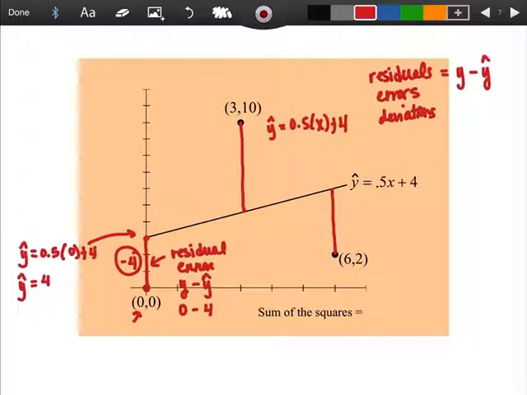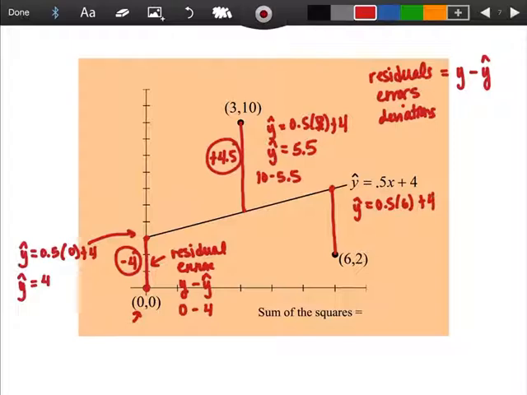So here, if I was looking at my predicted y value for an input of 3, I would get a predicted y value of 5.5. Actual minus predicted gives me a positive 4.5 for a residual. Here, if I were looking for the predicted y value when x is 6, I would get a predicted y value, y hat, of 7. Actual minus predicted gives me a residual of -5.